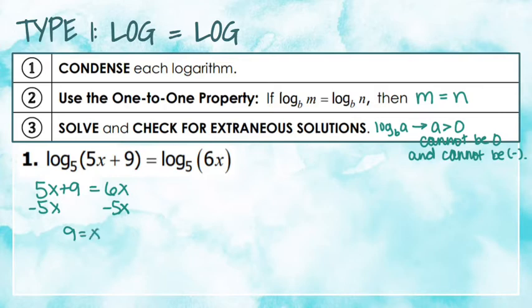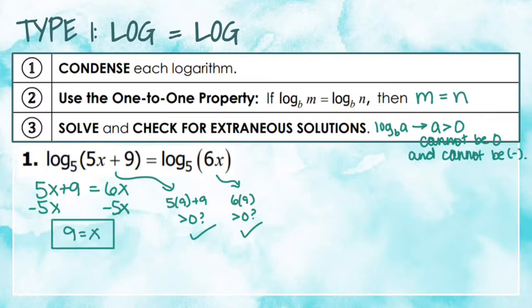Once we have that, we have to check that each of these is greater than 0. So if we have 5 times 9 plus 9, is that greater than 0? Yes. And then if we have 6 times 9, is that greater than 0? Yes. So that means that this solution works, and that is our answer.